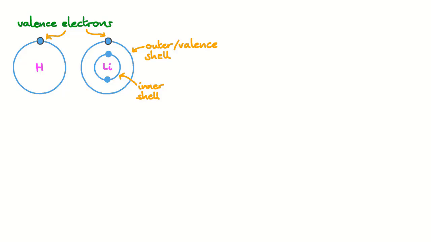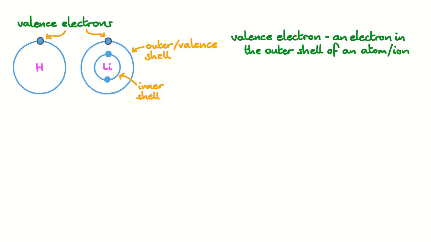So we sometimes also refer to the outer shell as the valence shell, because the valence shell contains valence electrons. A simple definition of valence electron is an electron in the outer shell of an atom or ion. It's generally also required that valence electrons be able to participate in bonding, but this simple definition will do.